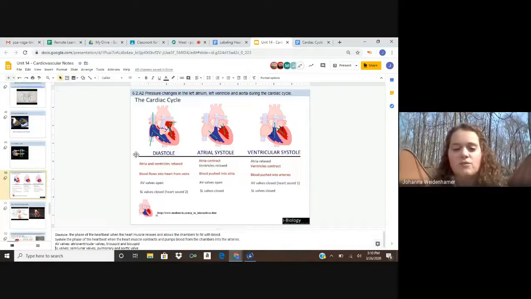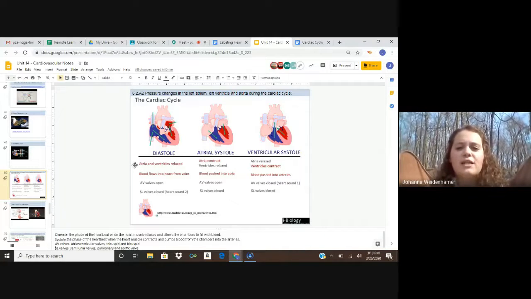You have an empty space for it. So first, the atria and ventricles are relaxed during diastole. Like we said, the definition of diastole is relaxation. So that helps you out. Atria and ventricles are relaxed.